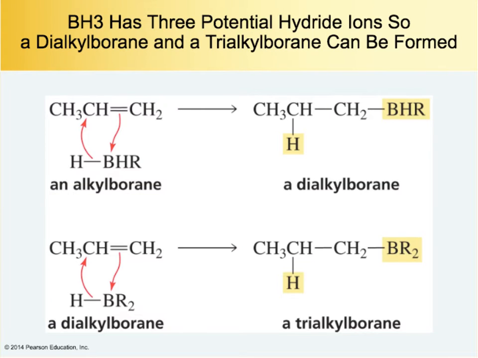Another nice thing about BH3 is that we're adding H, and BH3 has 3 H's. So it can actually react with 3 of those. You need 3 alkenes per 1 BH3, so the equivalence is there. It's an interesting point. There are 3 H's, so you can use it to react 3 times with 3 different alkenes.